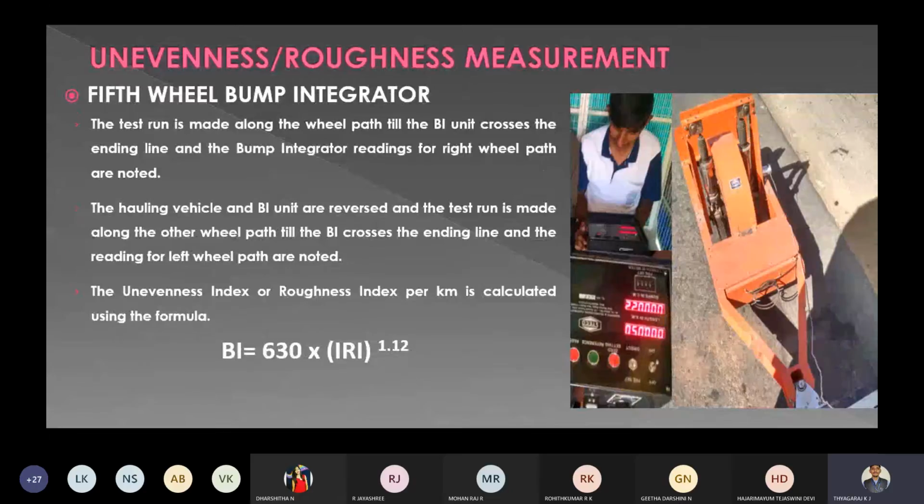The test run is made along the wheel path till the BI unit crosses the ending line, and the bump integrator reading is noted. So what you are going to do is move till the end point. I told you there will be one starting point and an ending point. This is our starting point. Till you move here, you are going to note down the reading. Whenever you reach the ending point, you stop recording the reading and it will be saved. Then the hauling vehicle and BI unit are reversed, and the test run is made along the other wheel path.